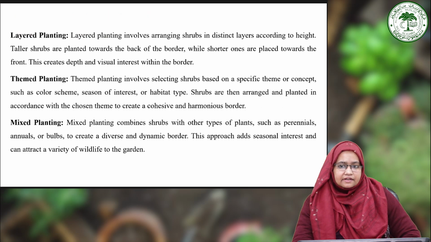Then it involves arranging shrubs in distinct layers based on their height, which is known as layer planting. Taller shrubs are planted toward the back of the border, while shorter ones are placed toward the front, which creates depth and visual interest within the border.